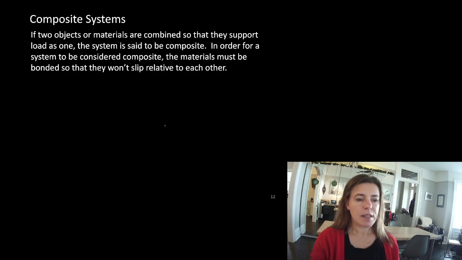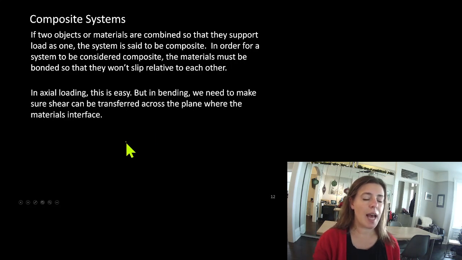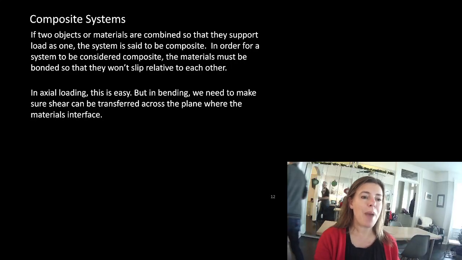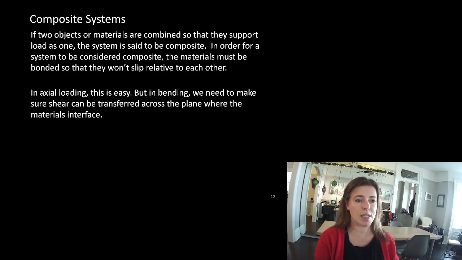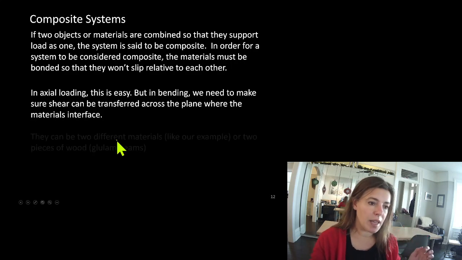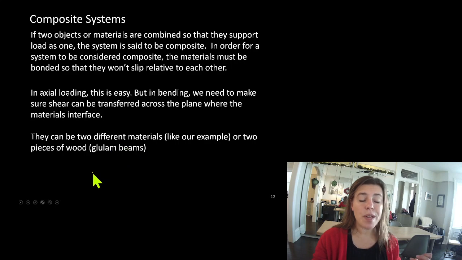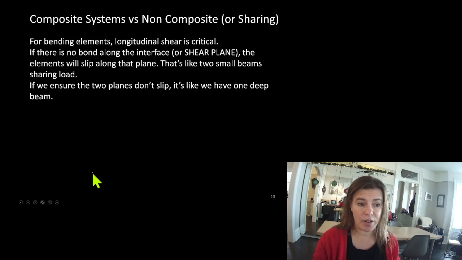All right. Let's take a look at some images in just a second. In axial loading, it's very, very easy to make this happen. But in bending, we need to make sure that the shear can transfer across the plane where the materials interface. So let's take a look at this. They can be two different materials, or they can be two pieces of the same material.